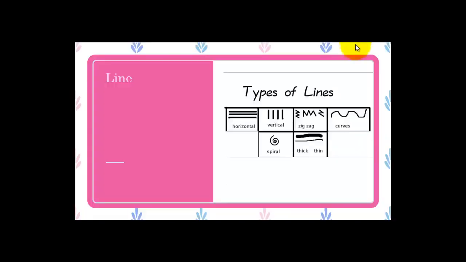Starting with line. Lines are one of the primary things that are included in your design. And many different types of lines have different types of meanings. Sometimes we use lines to divide, like this one. Sometimes we use them to give some sort of gesture, and sometimes we use them for decoration, like here, this line.